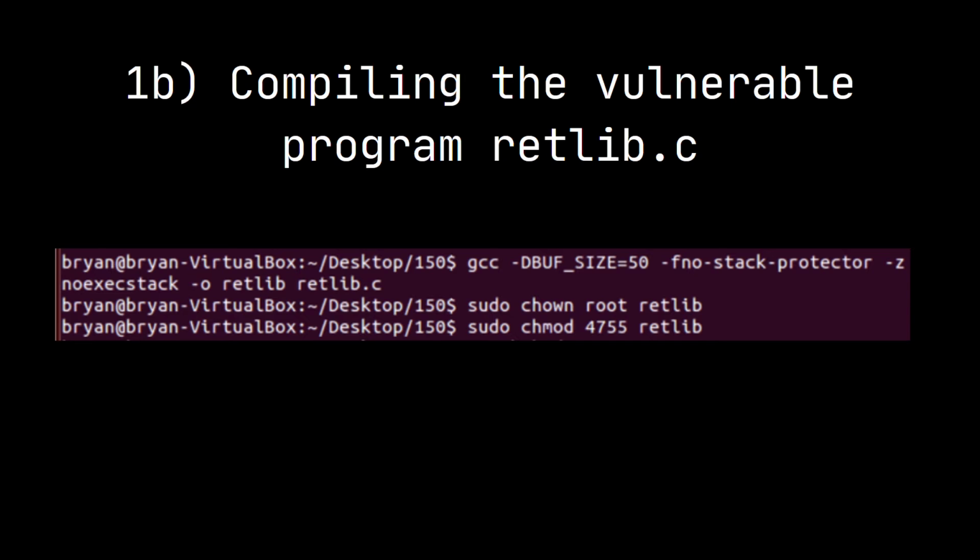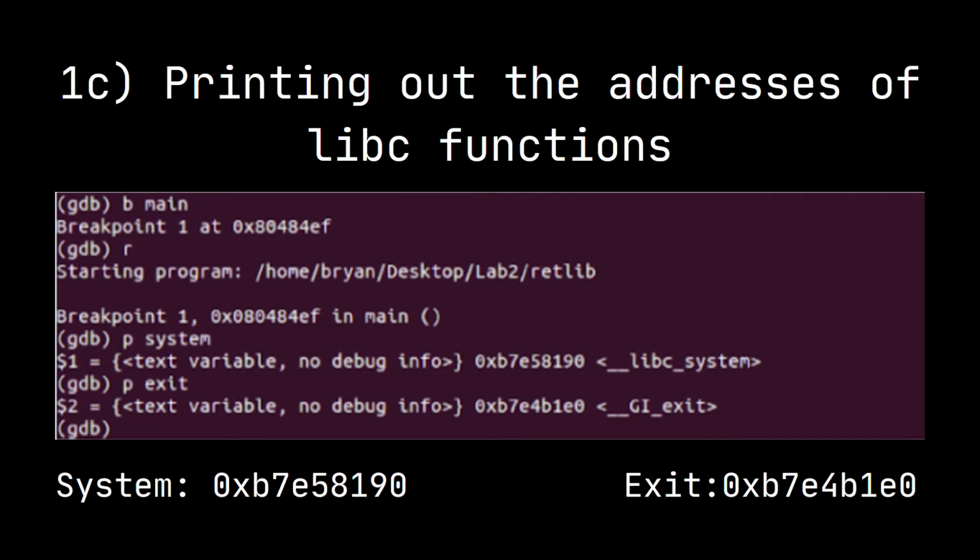Next, we're going to be printing out the addresses of the libc functions. How we did this was we inserted breakpoints and ran the program, and with that we were able to identify system and exit. System is 0xb7e58190, and exit is 0xb7e4b1e0. So these are the addresses of system and exit.